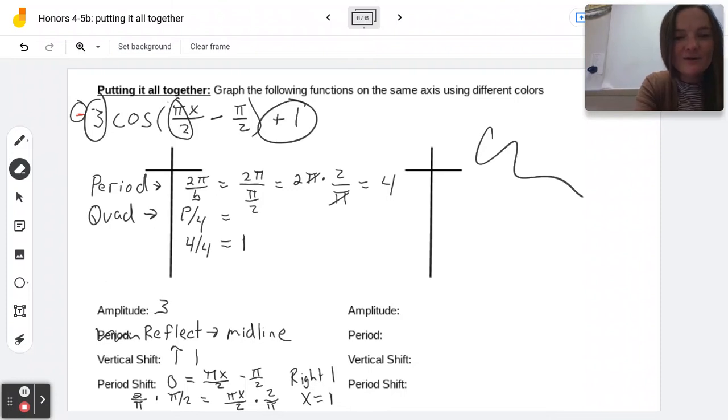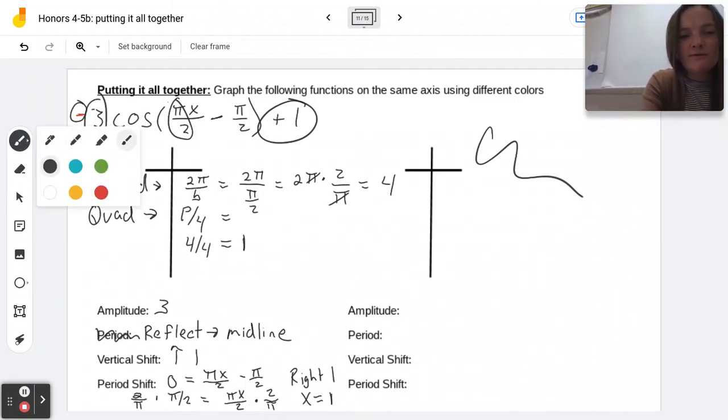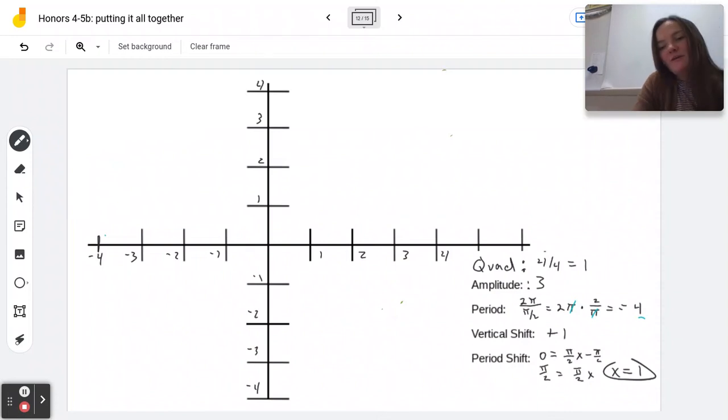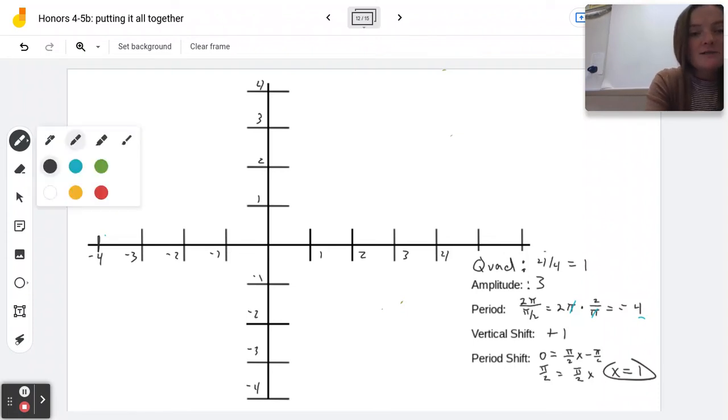So the first thing that I want you to do is take a look at the quadrant, because we're just going to graph one graph this time. Use the quadrant to scale your graph. So start with that. Okay, so we should have a graph that looks something like this, and I wrote all the information on the side just for us to reference.